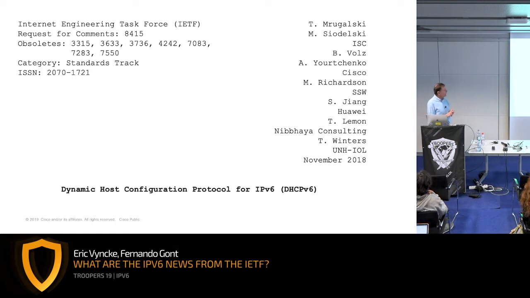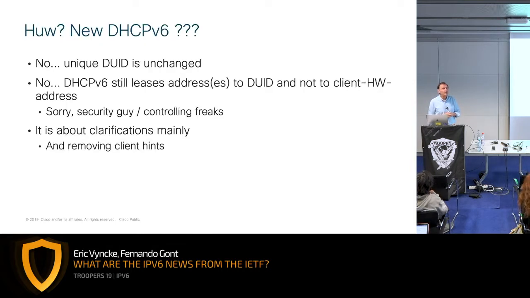DHCPv6, and many, many people involved there, as a new revision, like a new document. But it's the same protocol, right? So they changed nothing. It's still the unique DUID which is used, and we still do the lease through the DHCP unique ID and not the hardware client address. It was mainly about clarification, basically.